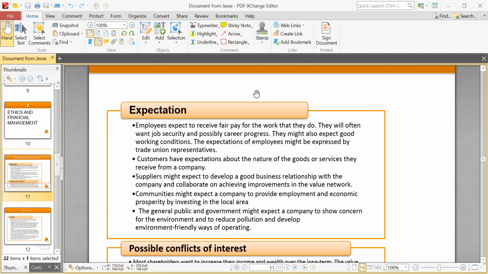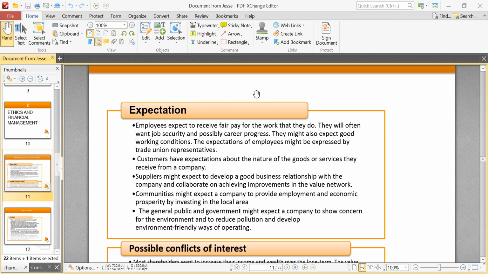Then suppliers. Suppliers are looking for credit-worthy customers. So suppliers might expect to develop a good business relationship with the company and collaborate on achieving improvements in the value network. But most importantly, because suppliers usually would offer stuff on credit, they would want a good and credit-worthy customer. So that's something to always know.